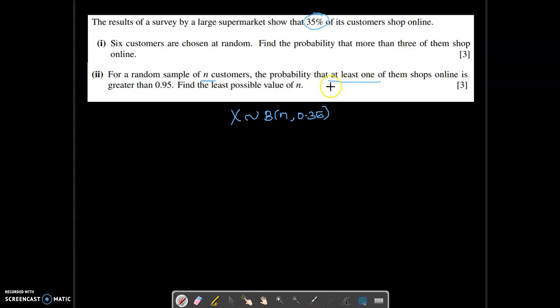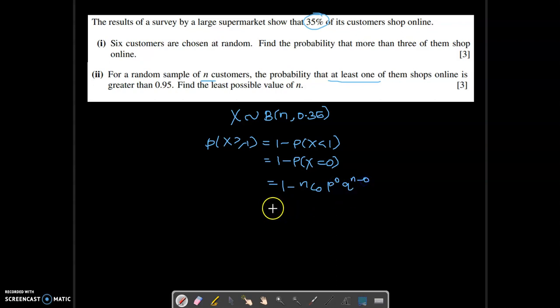Now, what is this "at least one"? It is the probability that X is more than or equal to 1. How do we find the probability that X is more than or equal to 1? This is 1 minus the probability that X is less than 1, right? Less than 1 is just one value, and that is nothing but the probability that X is equal to 0. How do we find the probability that X is equal to 0? According to the binomial formula, it's nC0 p raised to 0 q raised to n minus 0.